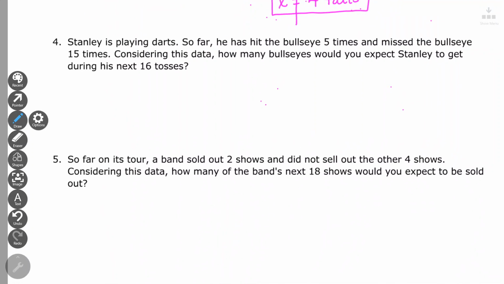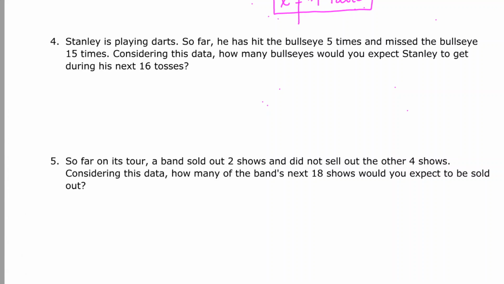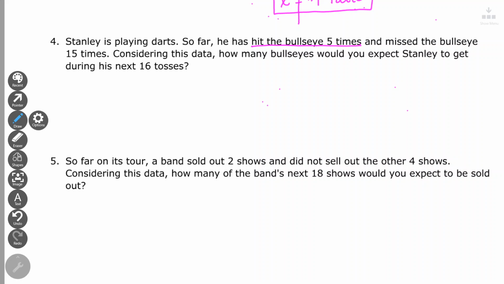Stanley is playing darts. So far, he has hit the bullseye 5 times and missed the bullseye 15 times. Considering this data, how many bullseyes would you expect Stanley to get during his next 16 tosses? Okay, so he hit the bullseye 5 times and missed the bullseye 15 times. So now this is a little bit different. We have to actually look and see how many times he threw the darts, right?